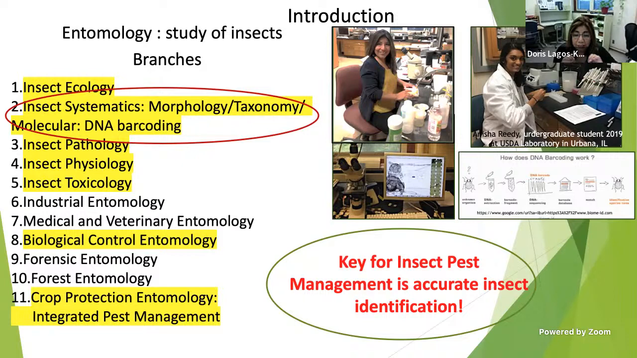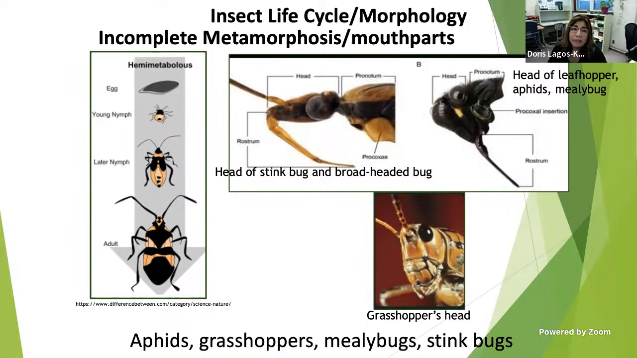With that, I want to continue with basic knowledge of entomology and the life cycle of insects, because that is going to help you know where to look for insects and how they live, for example the metamorphosis, what kind of life cycle they have. In the case of stink bugs, broad-headed bugs, aphids or mealybugs, they have incomplete metamorphosis, which means that after they hatch from eggs, they look kind of like the adults. But the mouth parts are modified. They are elongated, typically tubular, and flexible. And I added a head of a grasshopper here because, despite having a different mouth part, it has incomplete metamorphosis.